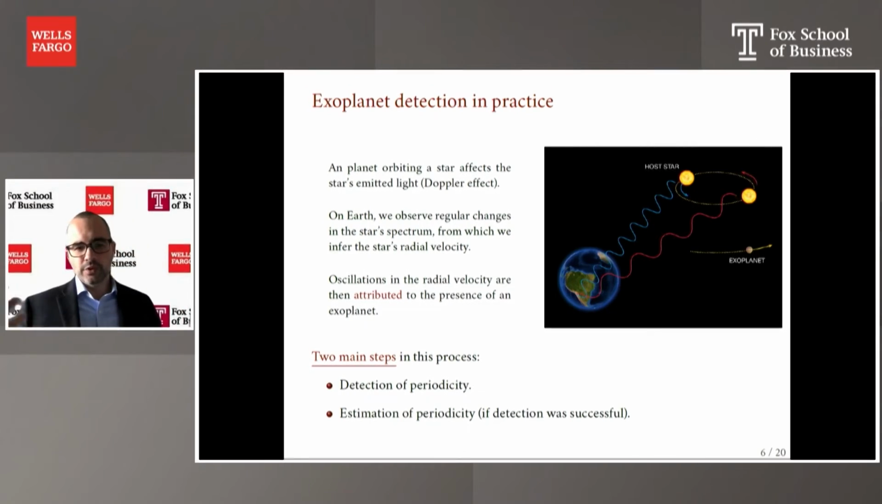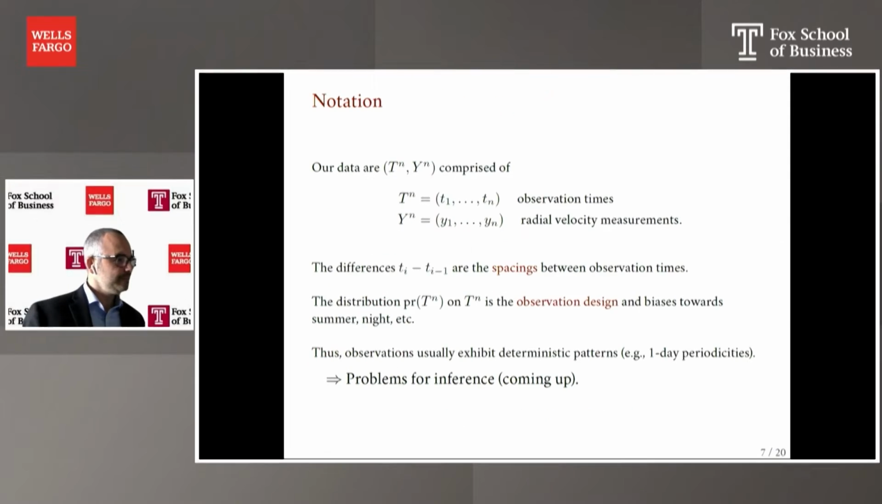So there are two main steps in that process. First of all, you detect if there's any periodicity, then you try to estimate what the exact value of that periodicity is, if detection was successful. Next slide, please. So this is our setup, very simple. The T_i are going to be our observation times, and then the Y_i are going to be the radial velocity measurements. Again, radial velocity means the velocity of a star with respect to Earth, as an Earth observer will record it.